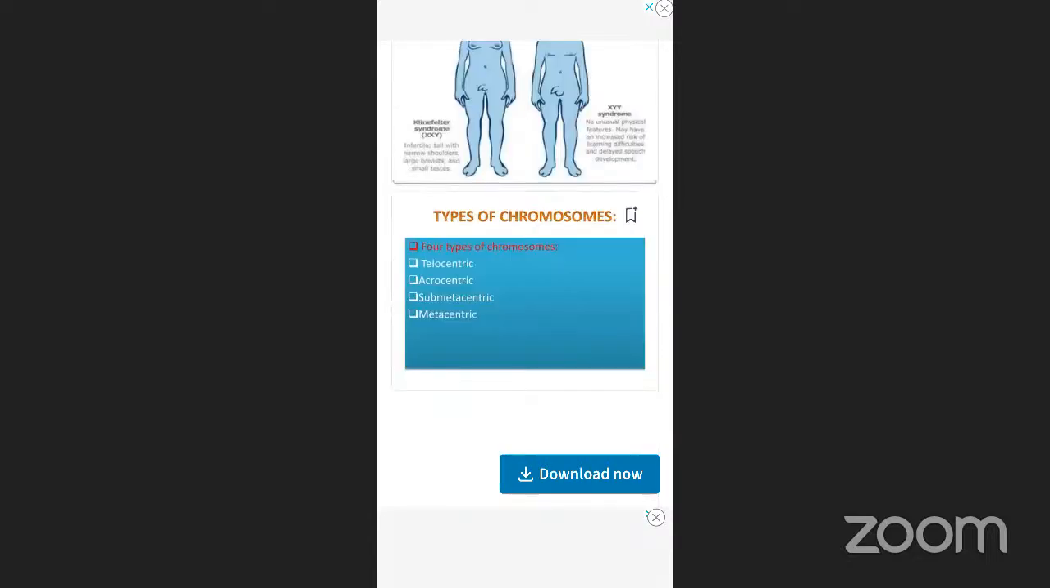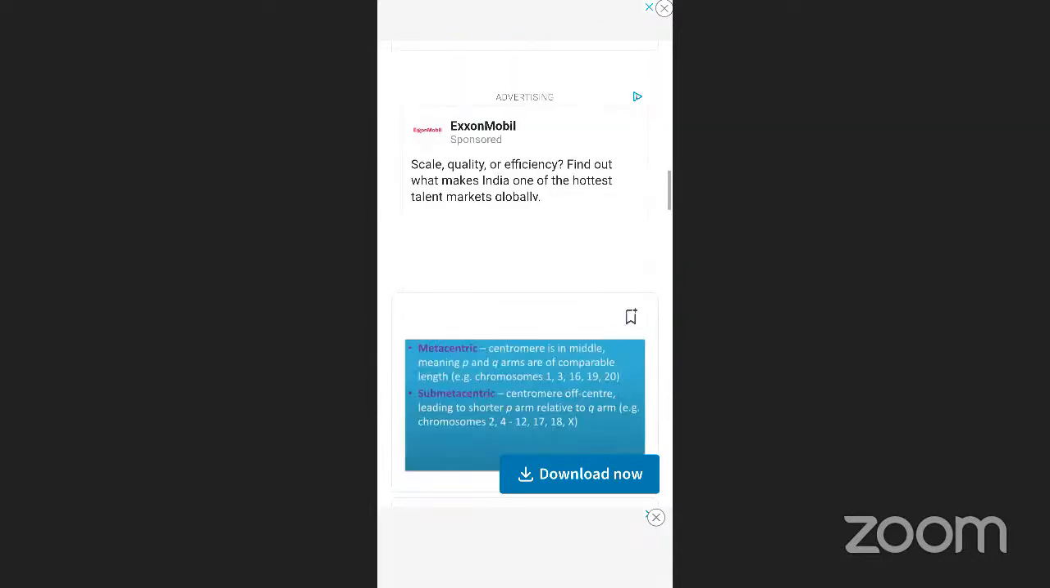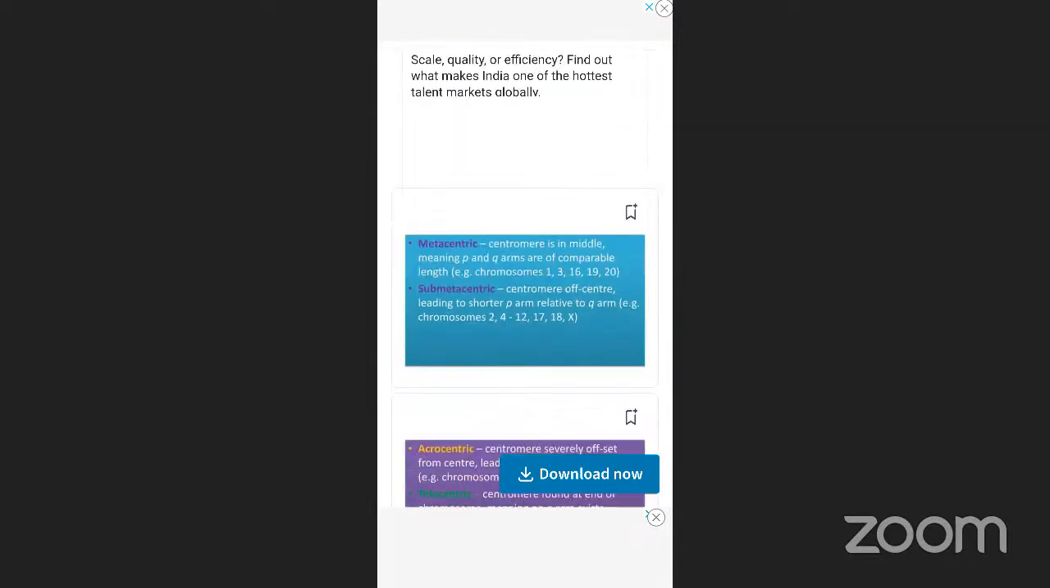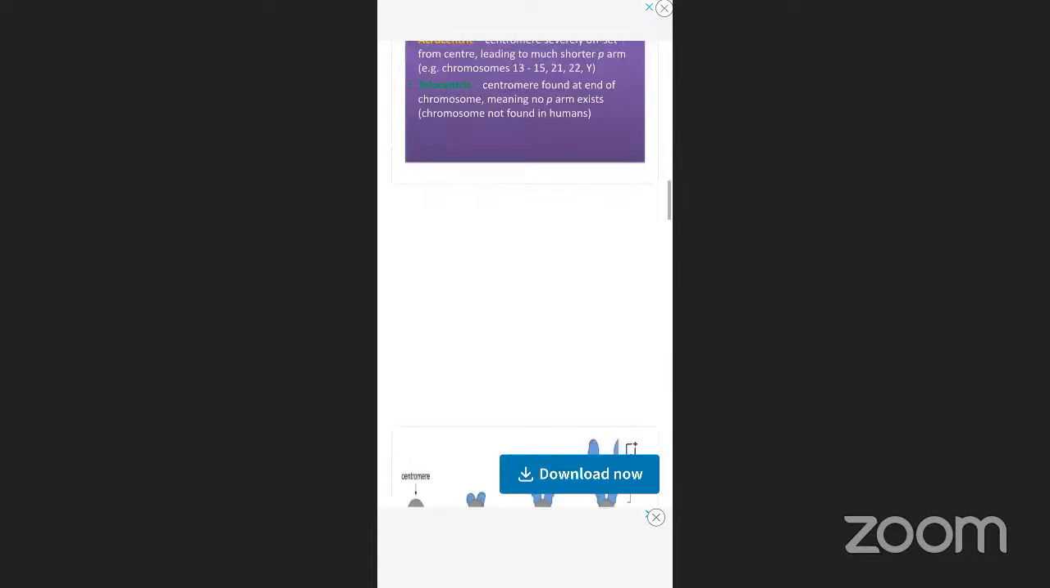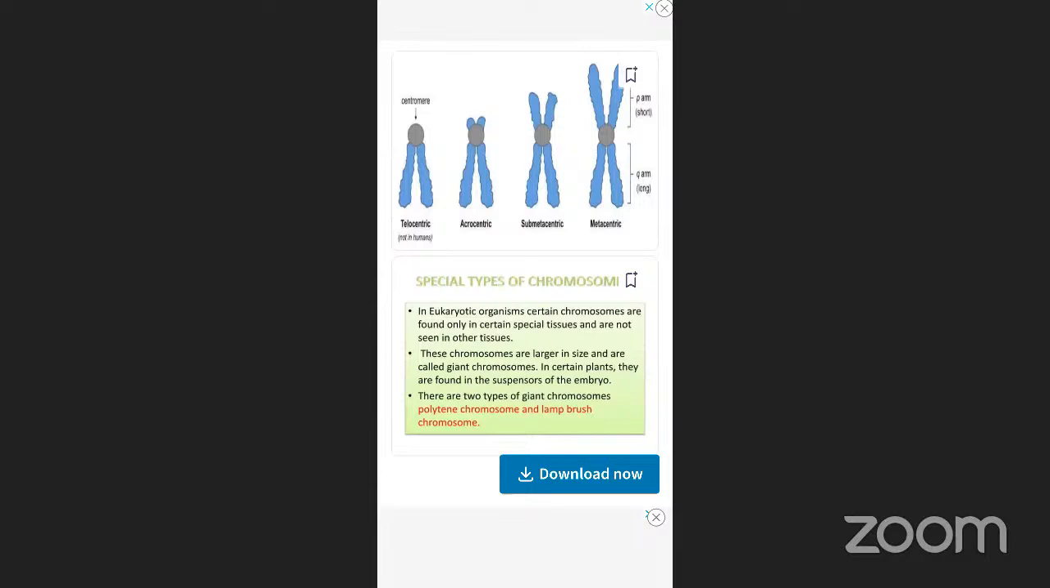Already we have covered the types of chromosomes: telocentric, acrocentric, metacentric. Metacentric has the centromere in the middle. Submetacentric has the centromere leaving a relatively short arm. Acrocentric is I-shaped. Next one is telocentric. These are the diagrams of telocentric, acrocentric, and submetacentric chromosomes, mainly based on the position of the centromere.